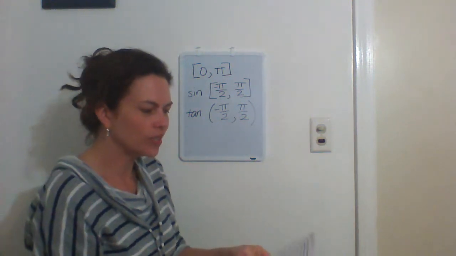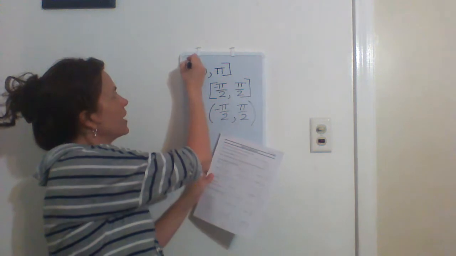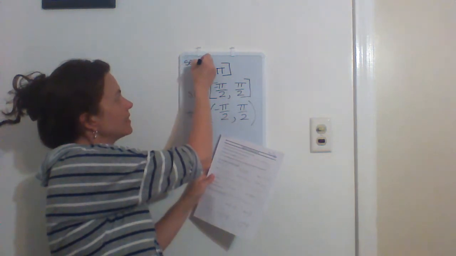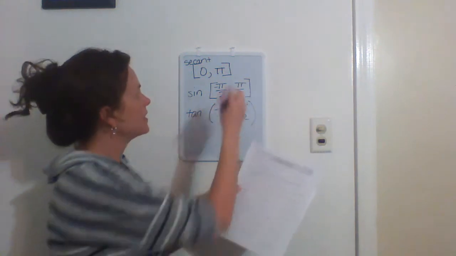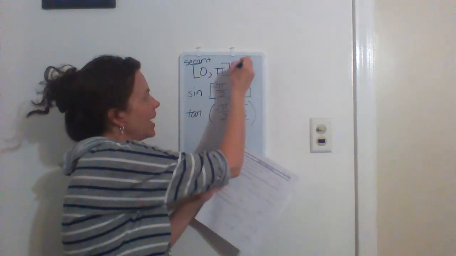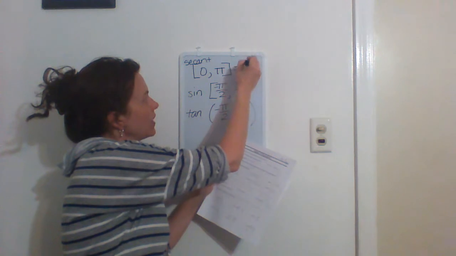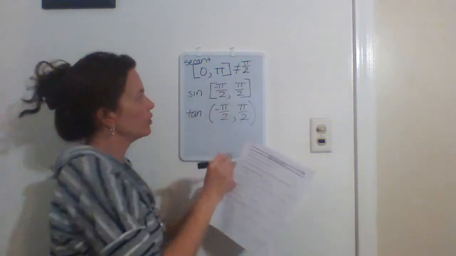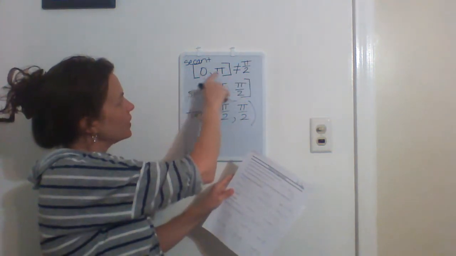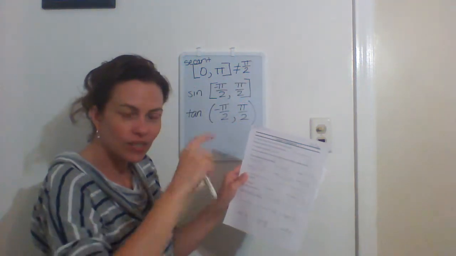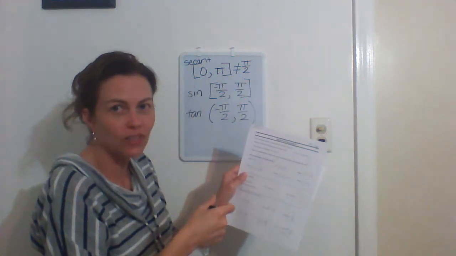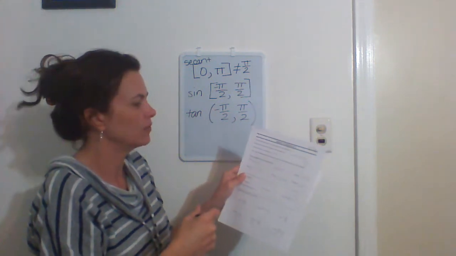If we look at the reciprocal identities, secant is going to go with cosine. It has the exact same interval as cosine. The only difference is that at secant, I don't want my theta to be pi over 2. So I can use everything from 0 to pi except for pi over 2, because when I take the reciprocal of cosine of pi over 2, I get an undefined value.